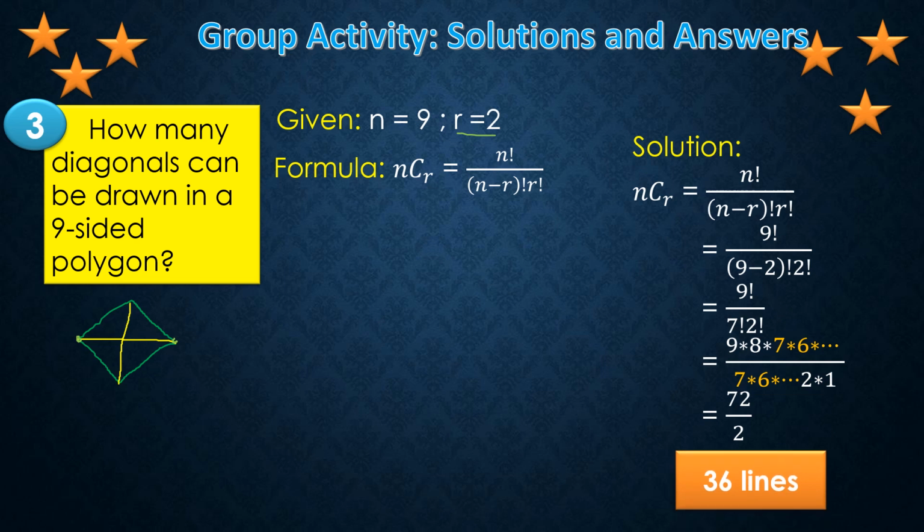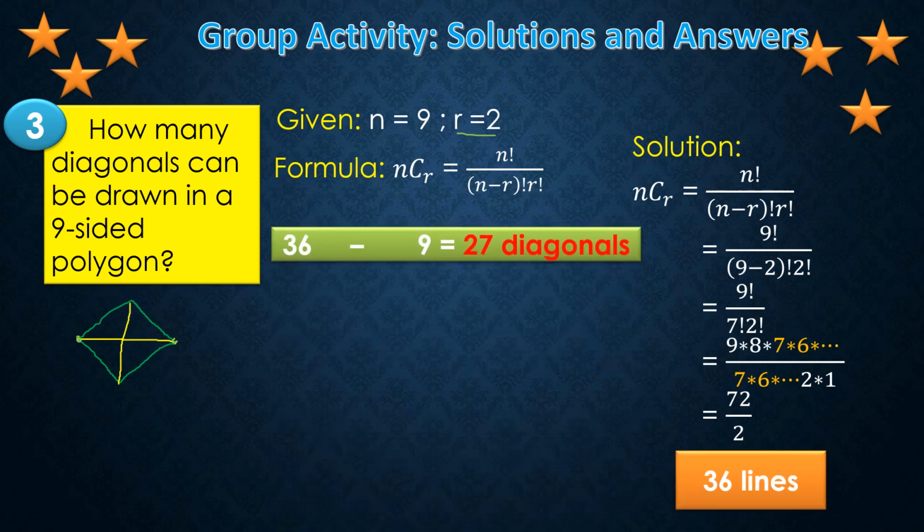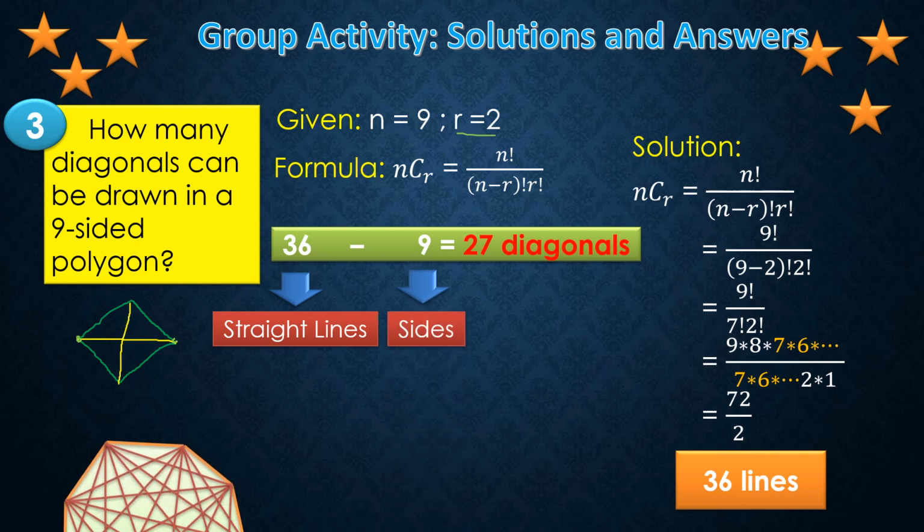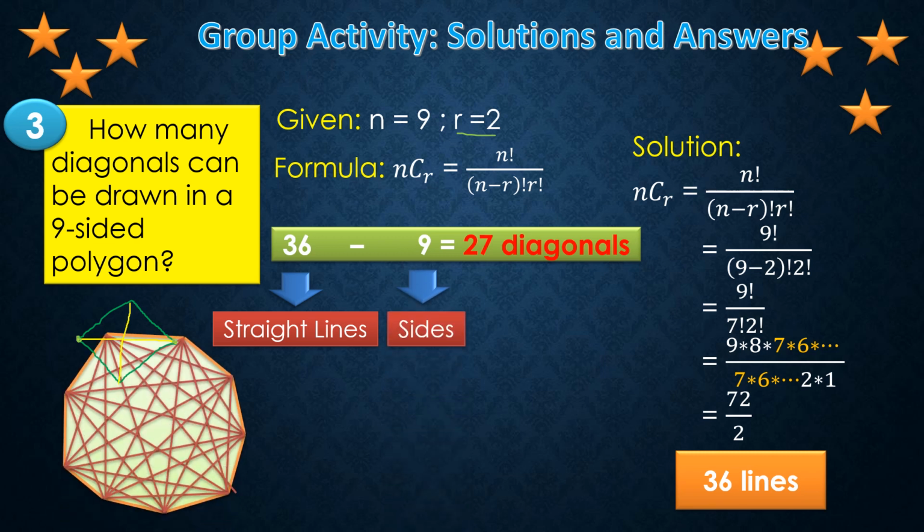Okay, with the formula, we have 36 lines. Take note that the 36 lines include the sides. So, we just subtract them because the sides of the 9-sided polygon are not diagonals. So, total of 27 diagonals. Okay? As you can see in our drawing, those are the red lines inside. 27 is the total.